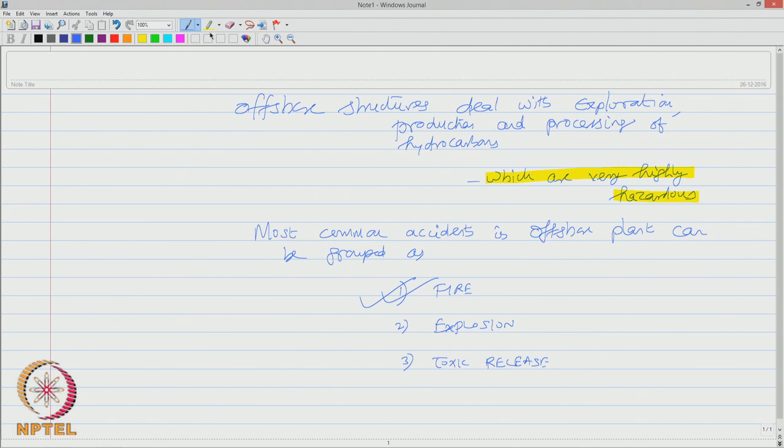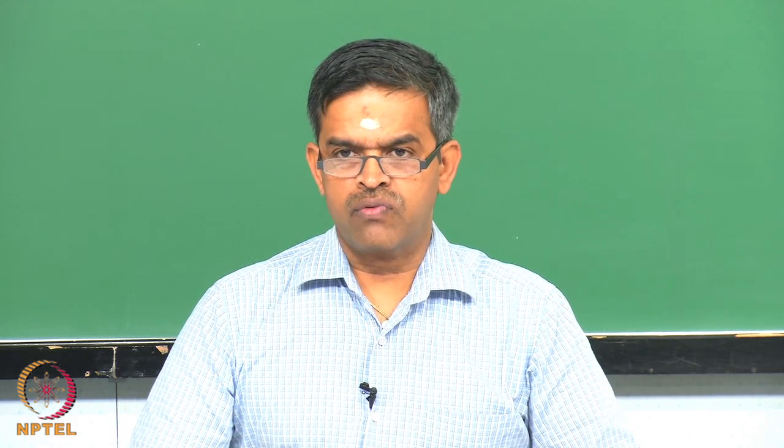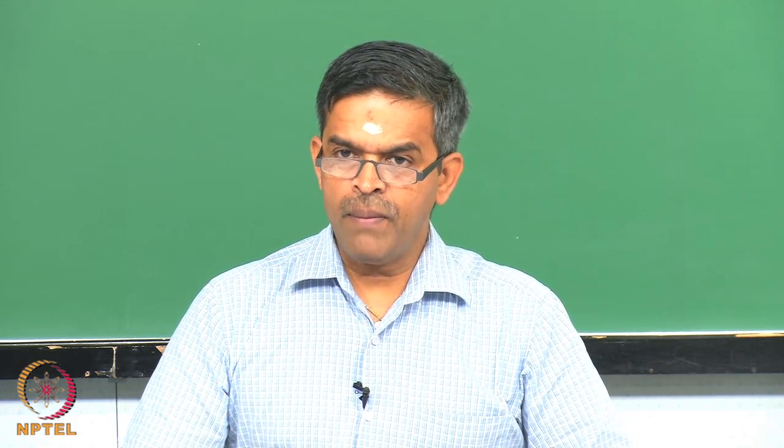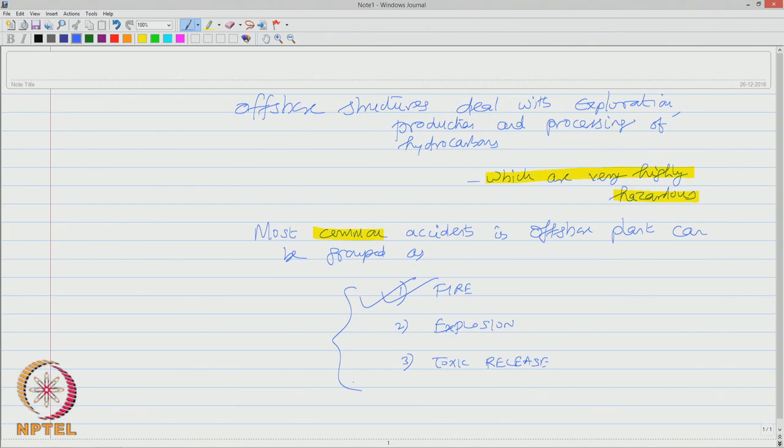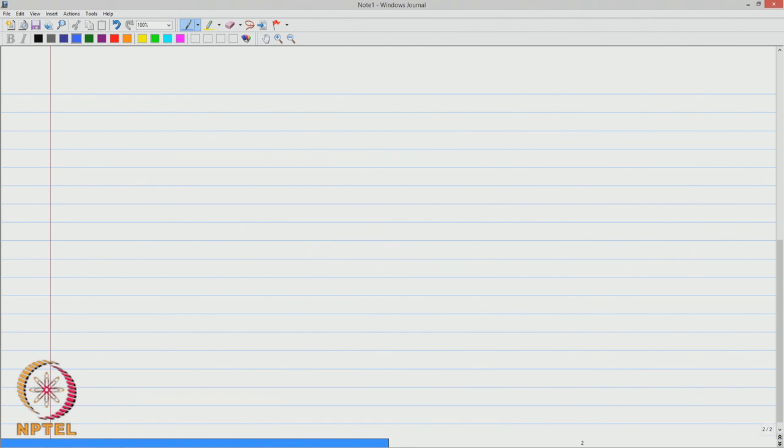Though I say a word common, but these accidents are not that common, so they occur every now and then. Whenever such accidents are reported in offshore plants, they can be commonly grouped only on these three headings. And fire plays the lead role in the group of accidents which are generally reported in offshore structures. So, let us look into certain definitions and understand basic characteristics of fire.